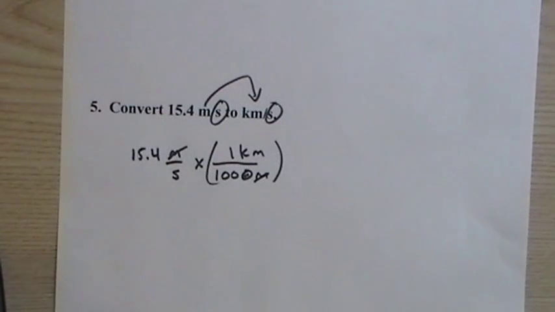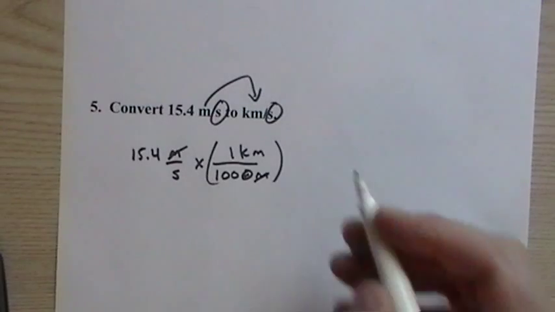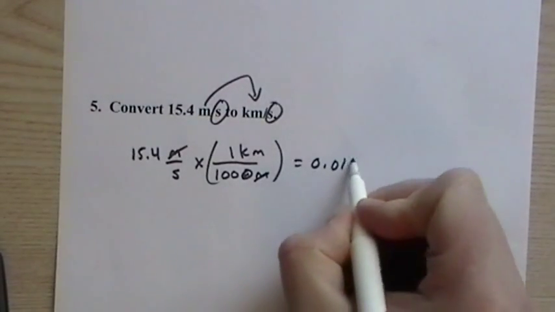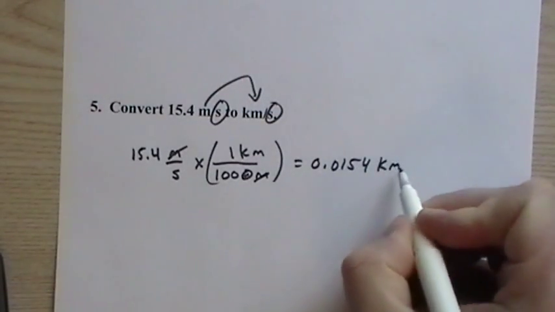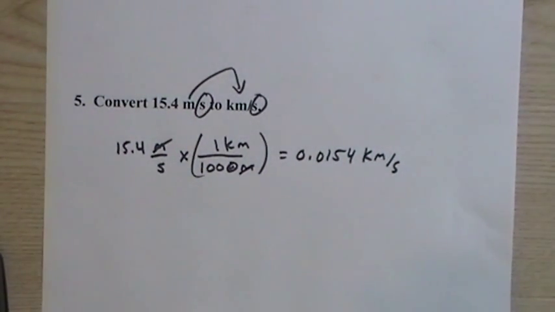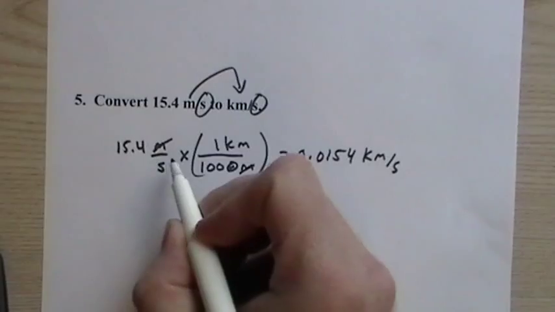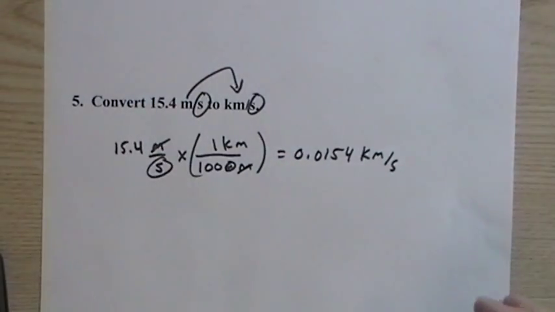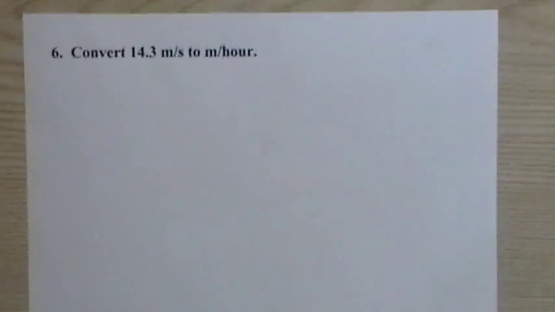So that's good. 15.4 divided by 1,000, and this comes up to be 0.0154 kilometers per second. Should be a smaller number like that. That does make sense. And so we haven't touched the seconds, and those were just carried through. Double checking, okay. Next one.